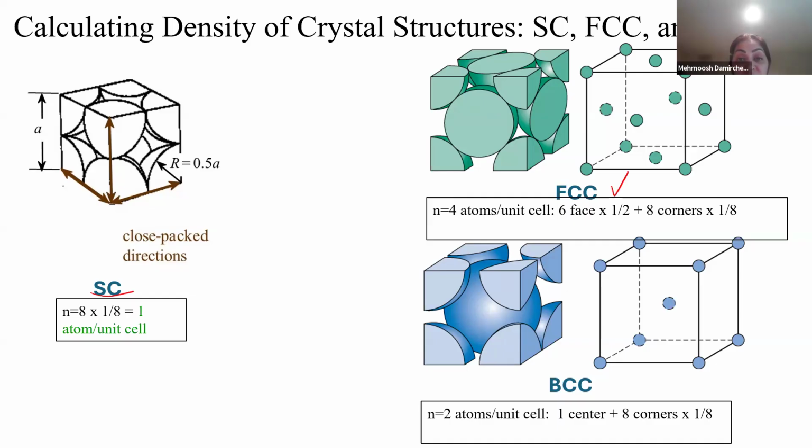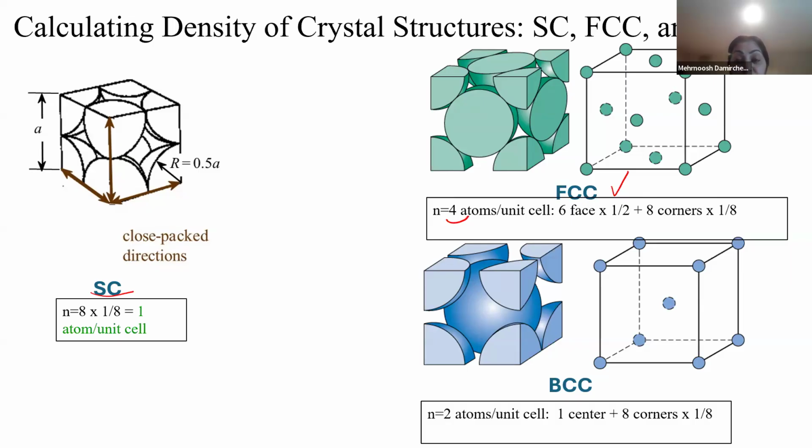Here you see the FCC. In FCC, we have an atom at the center of each surface and 8 atoms at the corners. So the N, or the number of atoms per each unit cell, is 4. That's 8 at the corners times 1 per 8, because 1 per 8 belongs to each cell, plus 6 at the centers of the surfaces. Half of each definitely belongs to this unit cell, meaning 6 times half, that is 3. The summation of them will be 4.